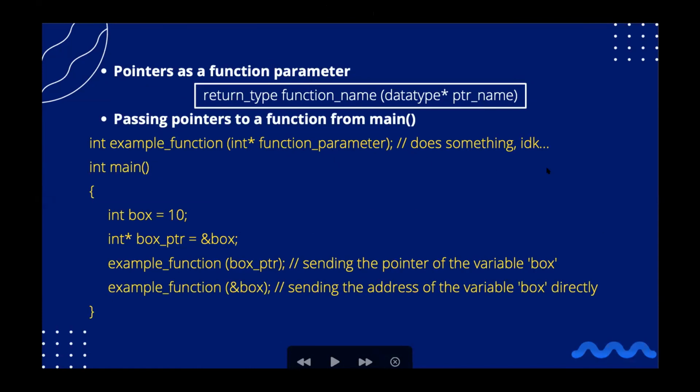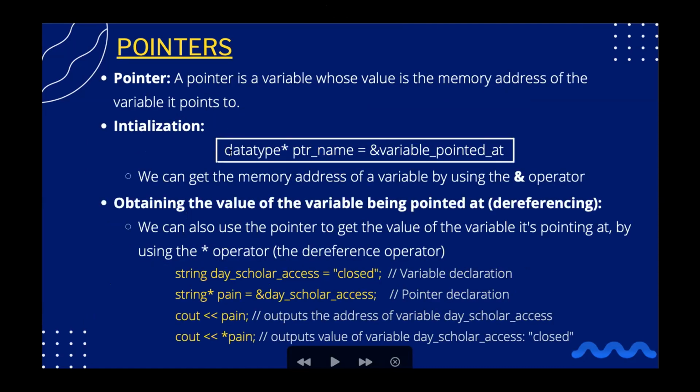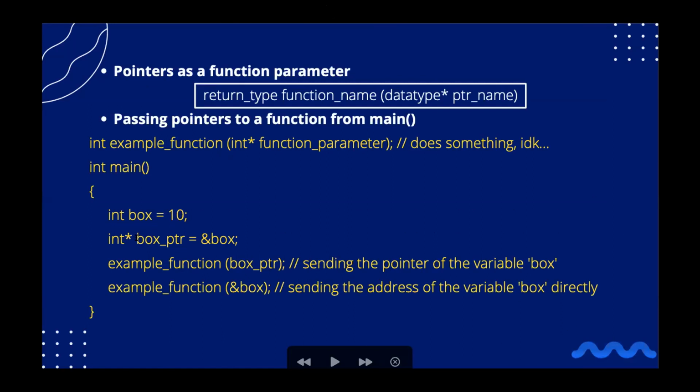Okay. So once you have a function declared for a pointer, you need to pass a value for it from the main function. Your function is declared above and in main you want to call the function. You call it in the following way. Here you initialized a variable box. It's an integer with a value of 10. You create a pointer using this syntax: int star, then the pointer name equals ampersand and then the variable name. So ampersand box. This box pointer is going to give you the memory address of the variable box.